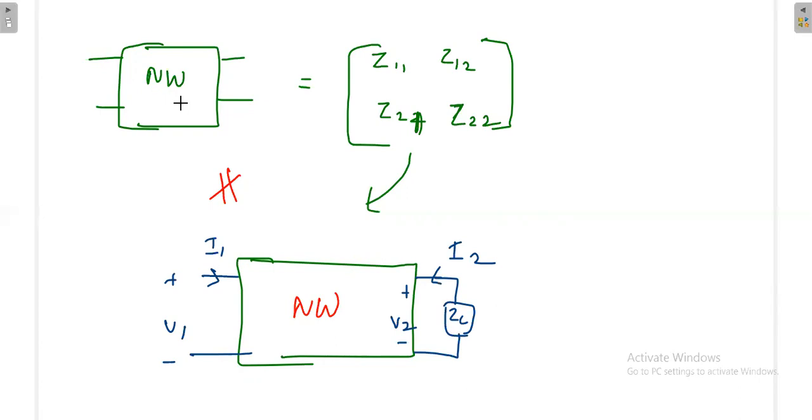So again, what is the idea here? If you have a network, you can write the Z parameters. Once you have the parameters, you can model the network. Again, that network need not be exactly the same as the original network, but it will do the operation of the original network. That is the idea. So once you have these Z parameters, then how to construct the network?